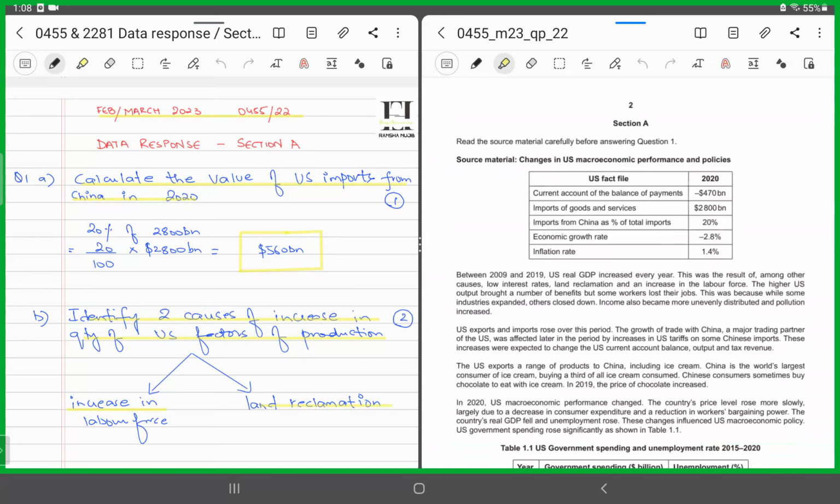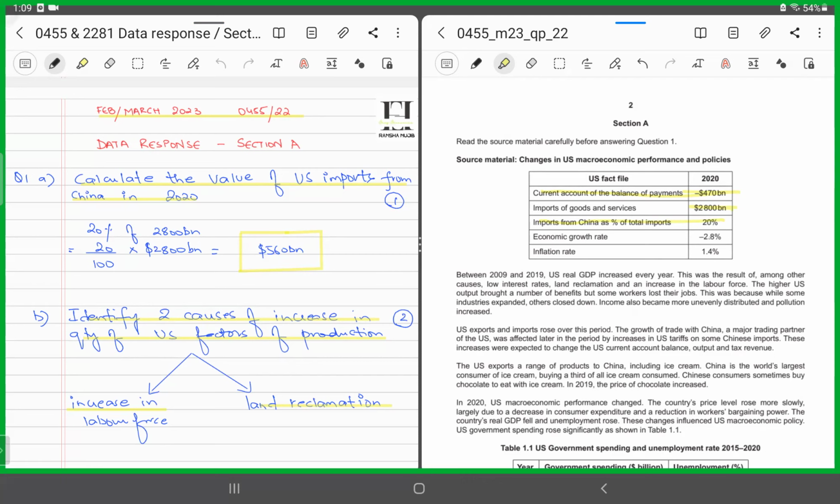This case study is about US macroeconomic performance and it sheds light on its policies. It has given us the US fact file in the form of a table first. It tells us that the current account of the balance of payments was a negative 470 billion. That means there was a deficit in its current account. Imports of goods and services were around 2,800 billion. Imports from China as a percentage of total imports was 20%. That means from its total imports, 20% were from China.